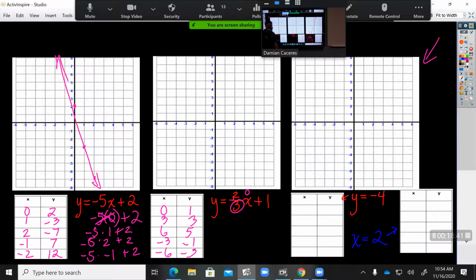So you just plot those 5 points: 0, 1, 3, 3, 6, 5, -3, -1, and -6, -3. Obviously, if you're graphing this and one of your points lands somewhere else, you made a mistake on the calculations. It should give you a straight line.